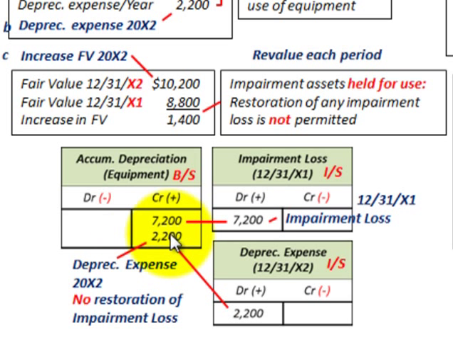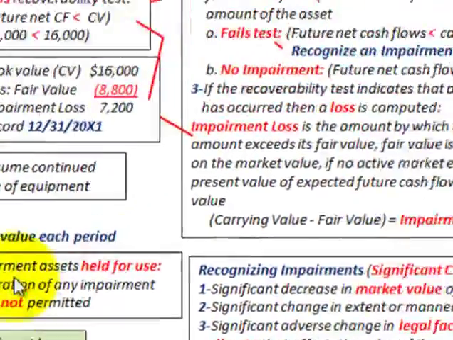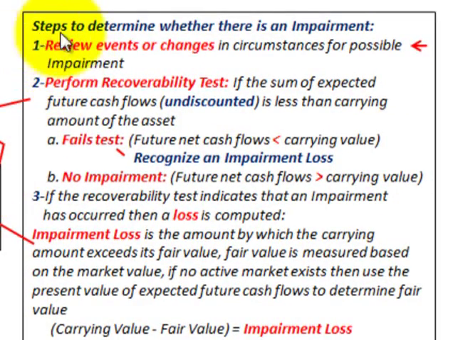And then for this depreciation expense here for 20X2, we would be crediting our accumulated depreciation account for $2,200. And then we'd recognize the depreciation expense here on our income statement for 20X2 for $2,200. And then remember here, there's no restoration of impairment loss because we're holding this asset for use in the future.